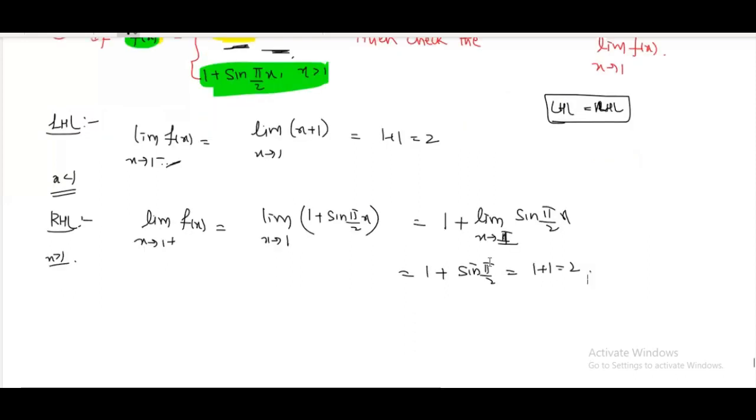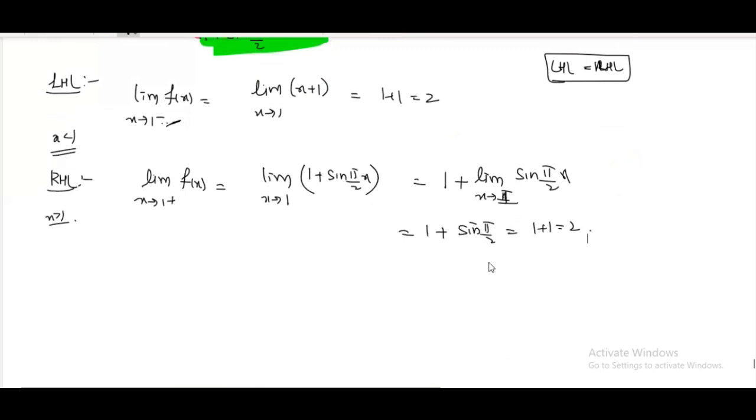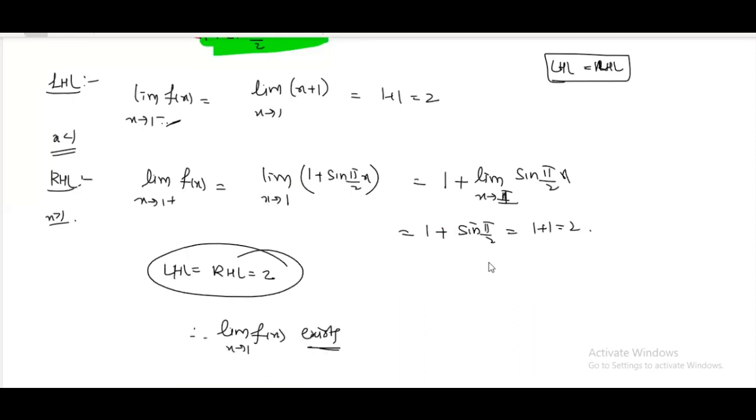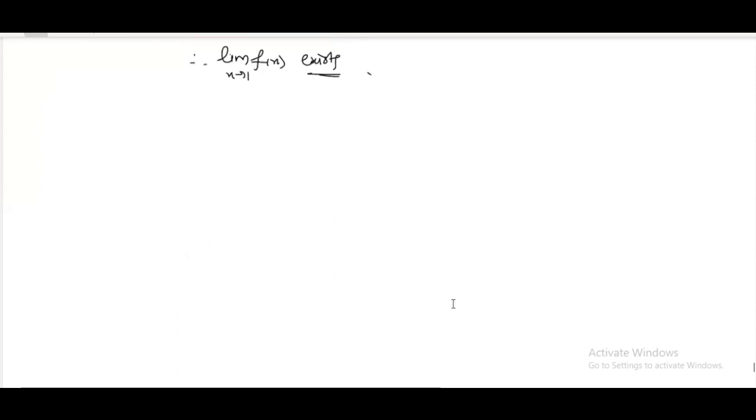If you look clearly here, the left hand limit of the function is equal to the right hand limit, which is equal to 2. Therefore, limit x tends to 1 of f of x exists and its value is 2. Hope you understand how to find out whether the limit exists or not at the given value.